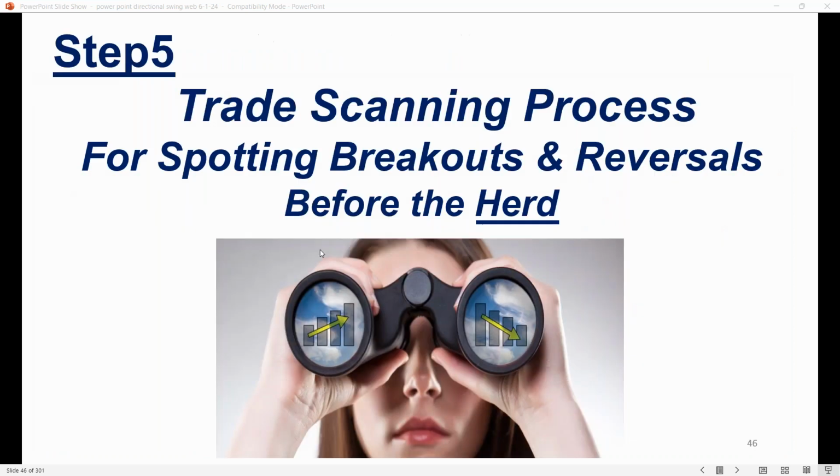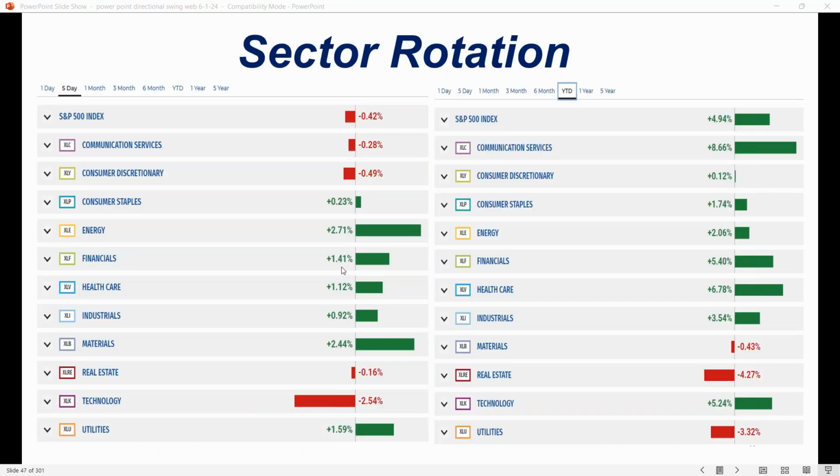that really good close. Now, step 5 is the scanning process. So this is really helpful, this tool, for spotting the breakout and reversals before the herd. So we want to be able to put together, what I like to do is put together a watch list. So if you come in our trading room, open during the day, every morning, we're constantly updating, putting together a watch list of trades, for breakouts and things like that. So this helps to identify potential trades.